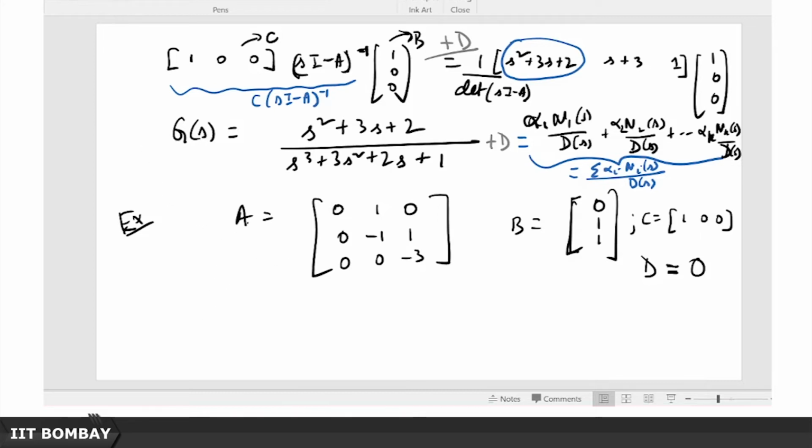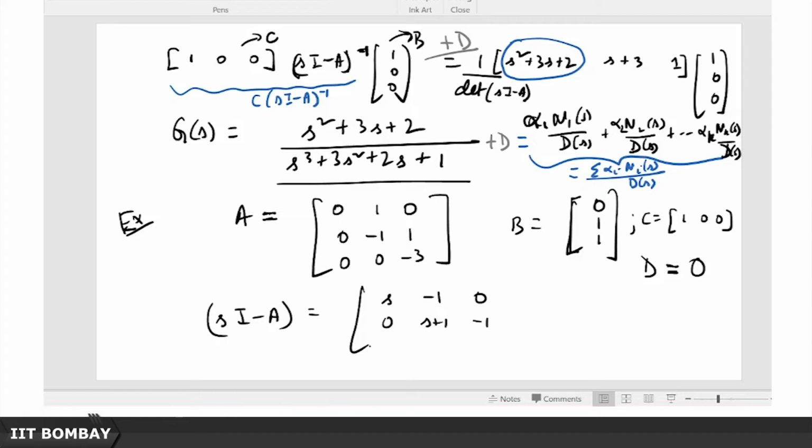Okay, so now let's get back to the problem at hand. We've already warmed up a bit and we've seen how to get this transfer function from these A, B, C, D matrices. So let's take a second example now. The second example here would be sI minus A given by [s minus 1, 0, 0; 0, s plus 1, minus 1; 0, 0, s plus 3], right. So then this inverse is going to be this inverse.